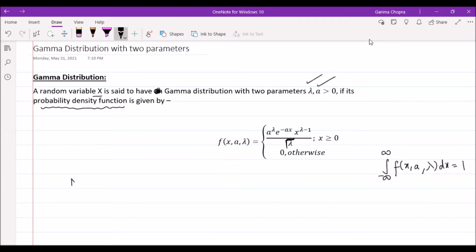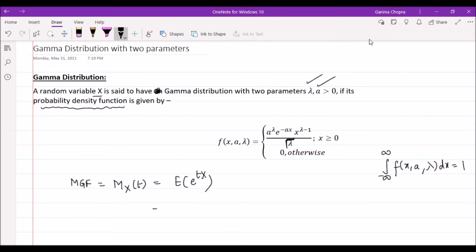Now let us come to its moment generating function. As we know, the moment generating function of any random variable has this notation. We are finding here the moment generating function of a random variable x, which has a gamma distribution with two parameters lambda and a. This is given by the expectation of e raised to power tx.